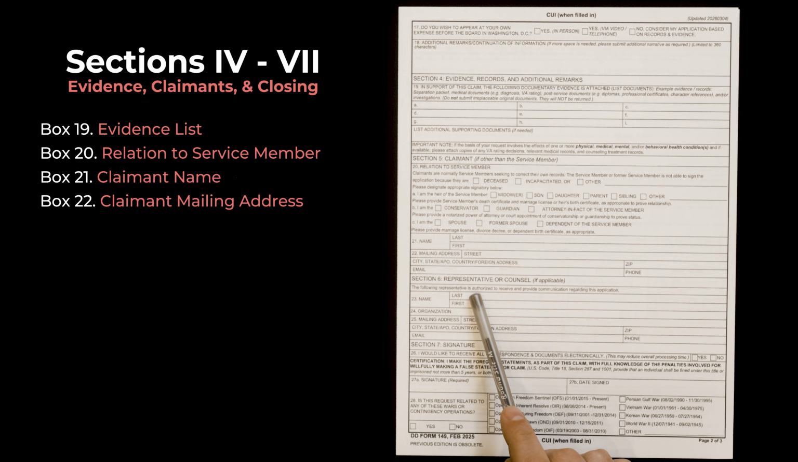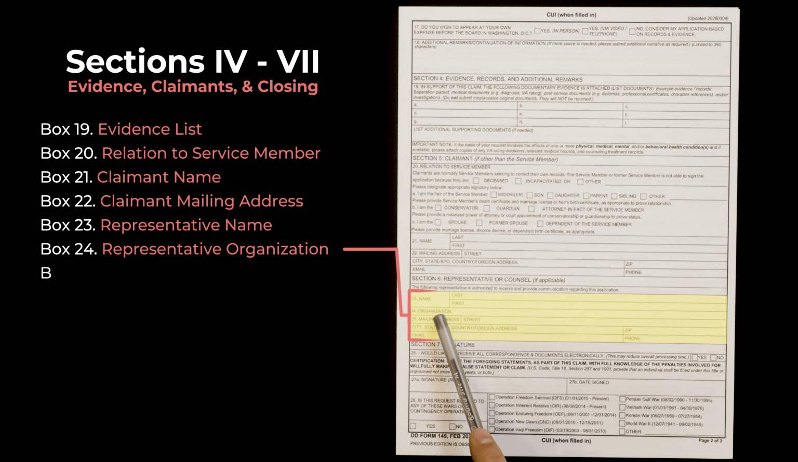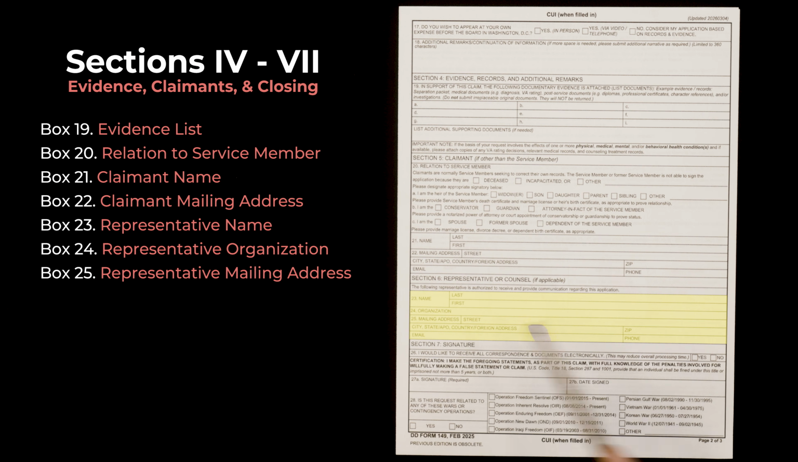Section 6 is representative or counsel. Boxes 23, 24, and 25 collect your rep's name, organization, and mailing address. You can list a VSO, a military attorney, or an accredited claims agent here. The form doesn't require you to have one, but if your case is complex, like a contested discharge, a retroactive disability retirement, anything involving multiple errors, having representation is worth serious consideration. Some VSOs provide this at no cost. Check with your local chapter.